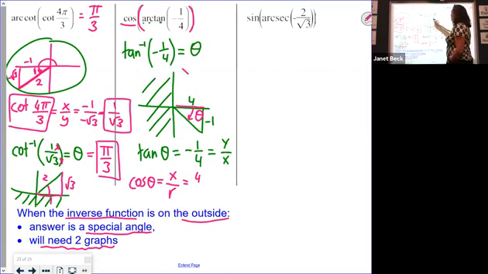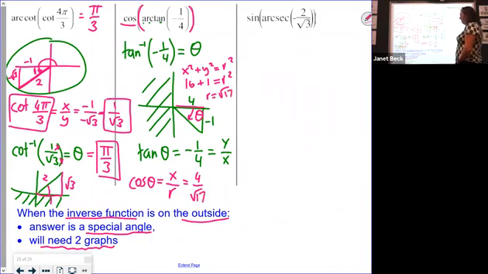And I know that x squared plus y squared equals r squared. So 16 plus 1 equals r squared. My r is going to be the square root of 17. That's my final answer, but you can't leave it like that. We're going to have to rationalize that denominator. So my answer for this one is going to be 4 times the square root of 17 divided by 17.